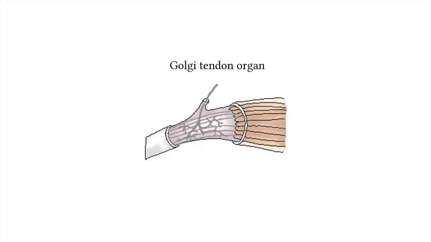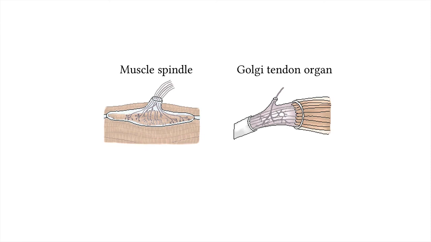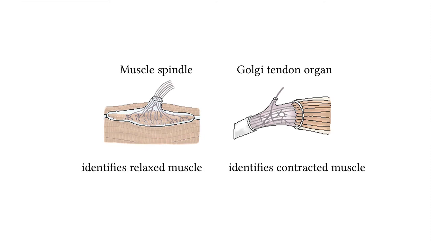The second type of proprioceptor is a Golgi tendon organ. These are found in the tendons, as the name suggests. Golgi tendon organs identify tension, so when we pull on the tendon like tightly pulling on a rope, Golgi tendon organs generate action potentials down their associated neurons. Tendons are tightened when a muscle is contracted. Therefore, Golgi tendon organs tell you that a muscle is being contracted. So between both of these proprioceptors, our brains know whether a muscle is relaxed or contracted.